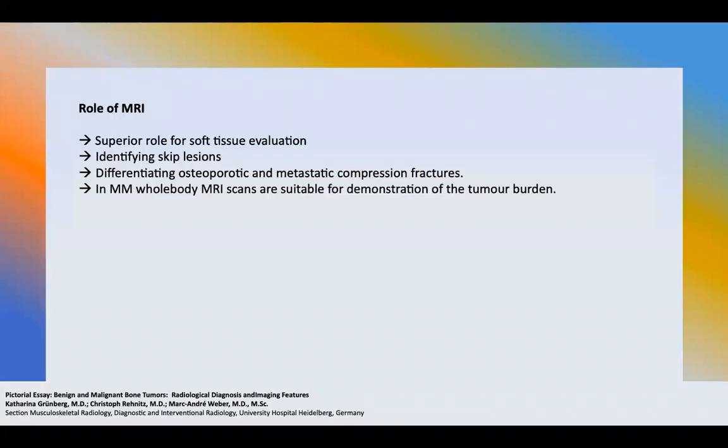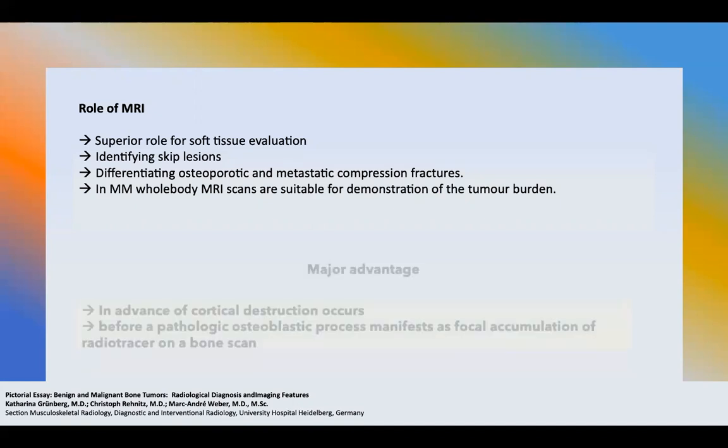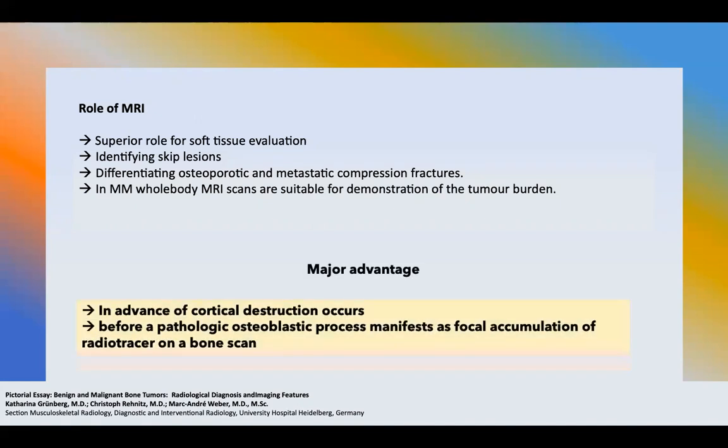The role of MRI is actually superior for soft tissue evaluation, to identify skip lesions, and to differentiate osteoporotic from metastatic compression fractures in the spine. And when it comes to multiple myeloma, we use whole body MRI scans to demonstrate the tumor burden. But the major advantage of MRI is that it can actually depict and demonstrate the deposit in the bone in advance of any cortical destruction and before any pathologic osteoblastic process manifests as a hotspot in a bone scan.